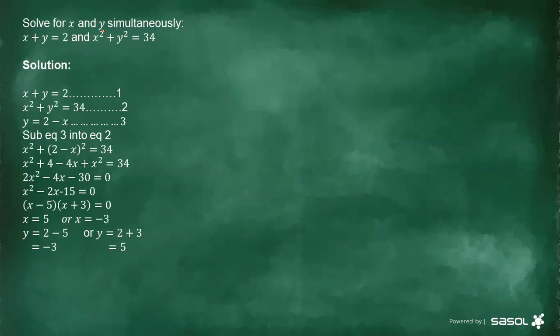Solve x and y simultaneously. The first equation is x plus y equals 2. The second equation is x squared plus y squared equals 4. Then just put them here, the first equation, the second equation.